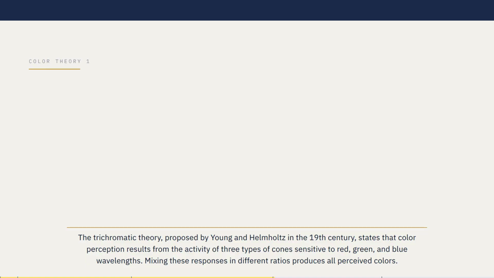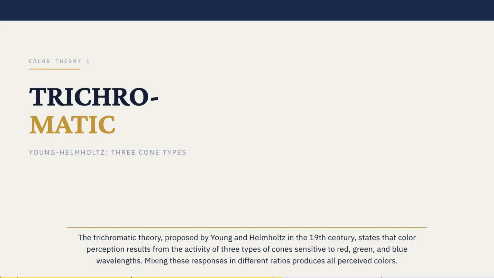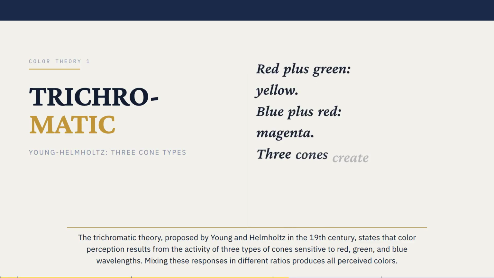The trichromatic theory, proposed by Young and Helmholtz in the 19th century, states that color perception results from the activity of 3 types of cones sensitive to red, green, and blue wavelengths. Mixing these responses in different ratios produces all perceived colors.